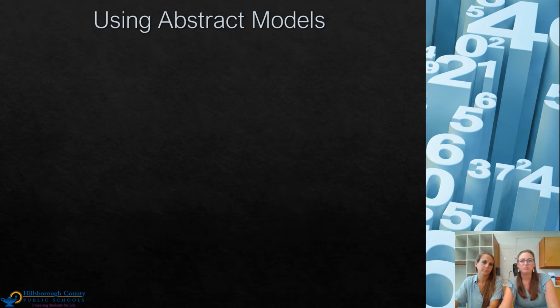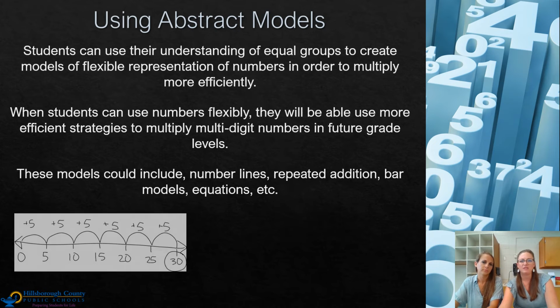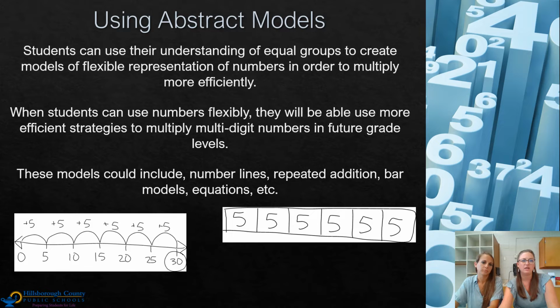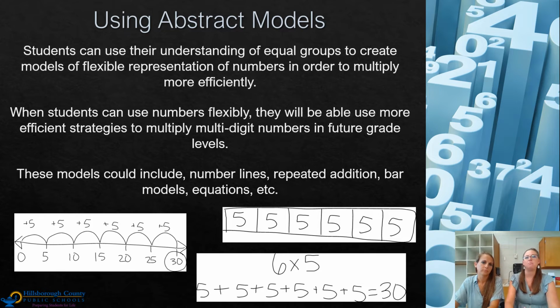The models you see below are examples of abstract thinking that goes into repeated addition, number lines, and bar models that could become more efficient strategies throughout our students' progression of this benchmark. We want to make sure that our students have a strong foundation with concrete and representational models before making the connection to these abstract models.